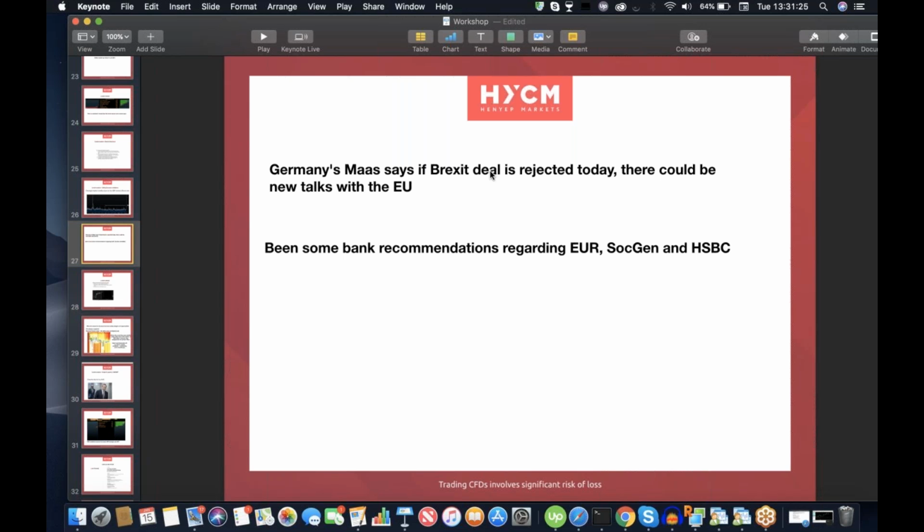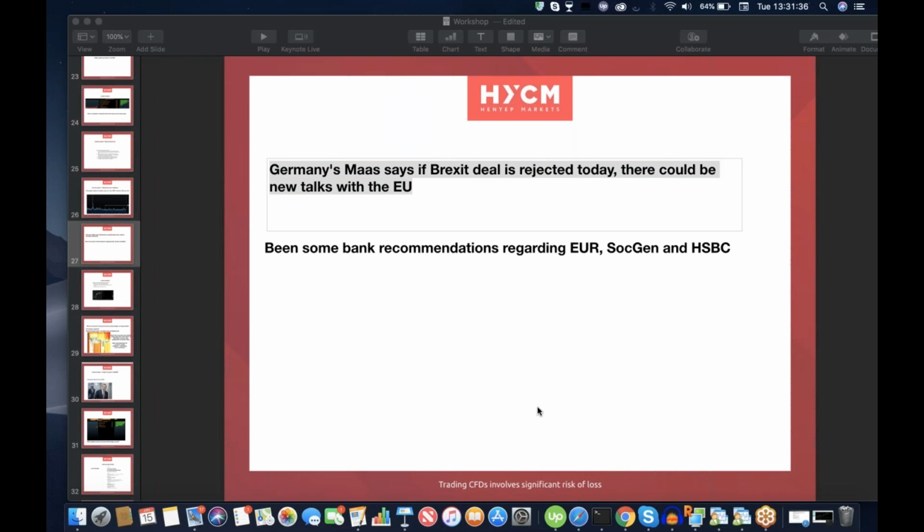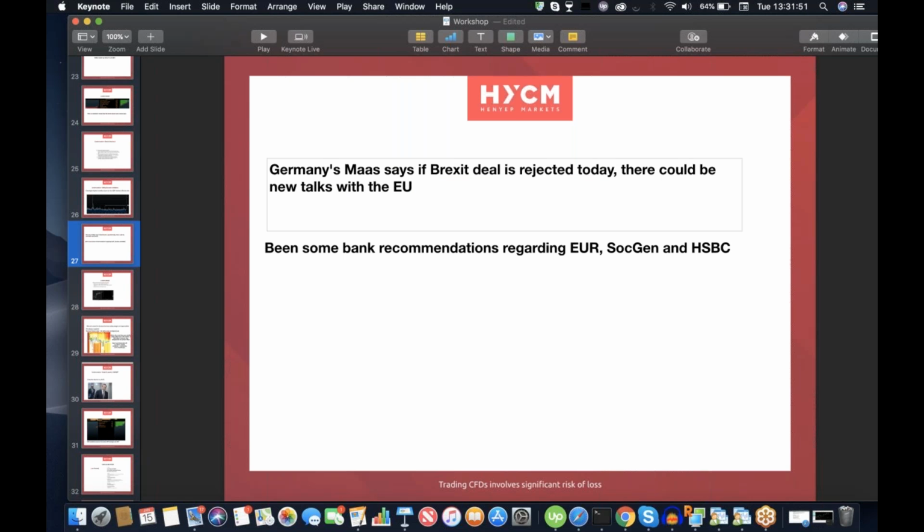The other news that came out is Germany's Mars says if the Brexit deal is rejected today, there could be new talks with the EU. So this is important because it's widely expected for Theresa May's deal to be rejected. One possibility is she could renegotiate the EU deal. Now, the EU themselves have said they're not going to change the terms of the deal, but they might clarify the terms. Now, obviously, this is politics.